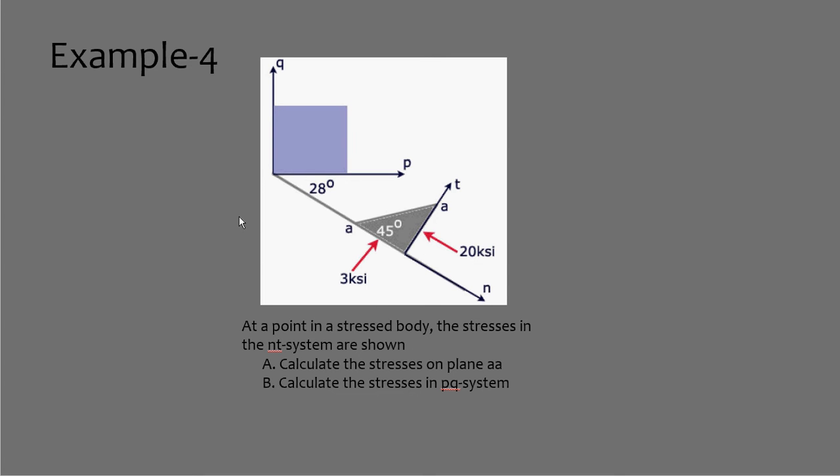So in the two parts of this problem, in part A, we have to calculate the stress on plane AA, and in part B, we have to calculate the stresses in the PQ system. So in part B, that's really kind of a working backwards problem where you can see you have the original stress and there's a stress transformation going on here, and we have the values for that, and we have to basically transform back to P and Q. Part A you can pretty much treat like N and T is its own plane stress system, and you're doing a stress transformation from that to find the stress on AA.